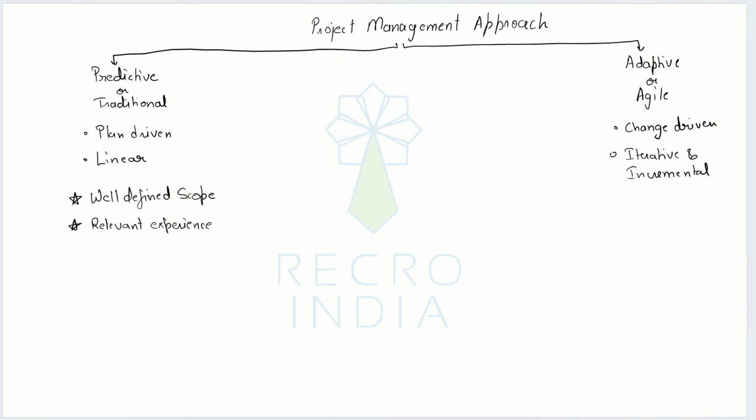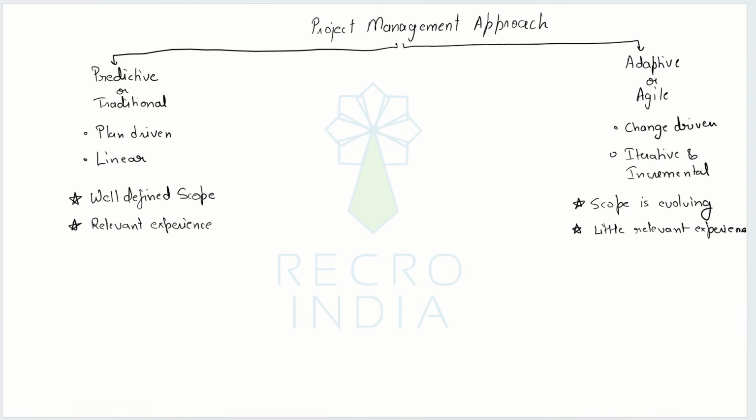And of course, if the scope is not well defined, or in other words, we know that scope is evolving, and usually the type of work we are going to do is something that we haven't done in the past, or we have little relevant experience. So either one of them or both of them, if true, would make your project a good candidate for adaptive approaches.